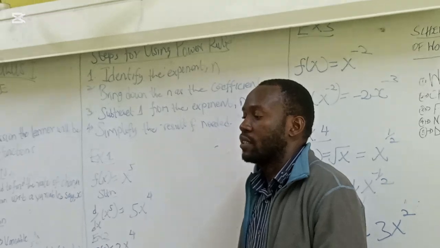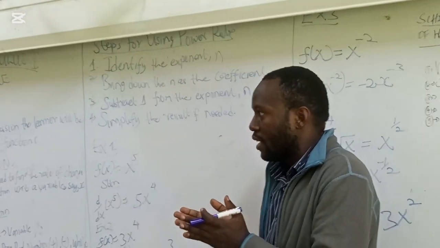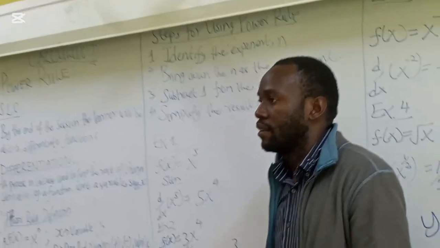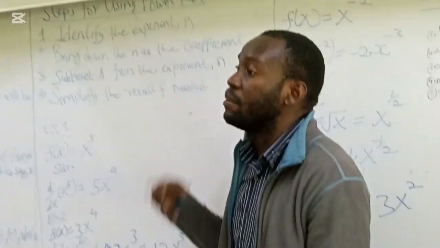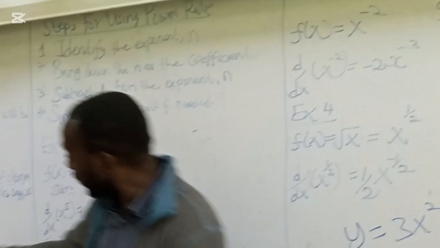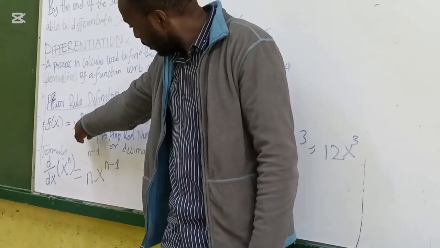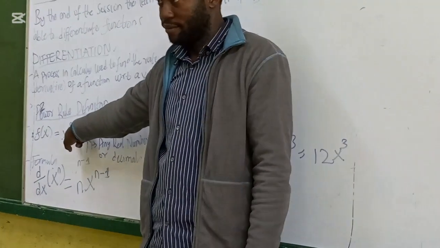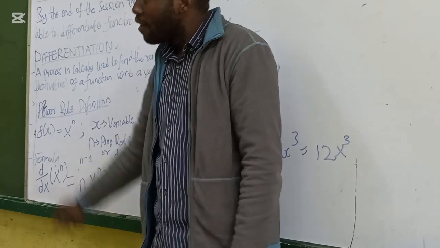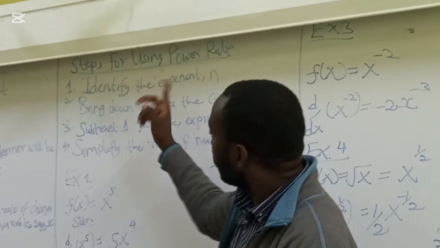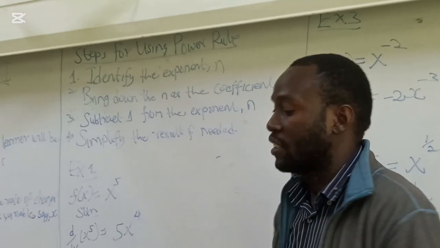What do you mean by exponent? An exponent is, let's say a variable has been raised to a certain number. As we said earlier, it can be any number. Our exponent here is, are you seeing this? Our exponent here is n. This is our variable. Now, after identifying the exponent n, bring down the n as the coefficient.